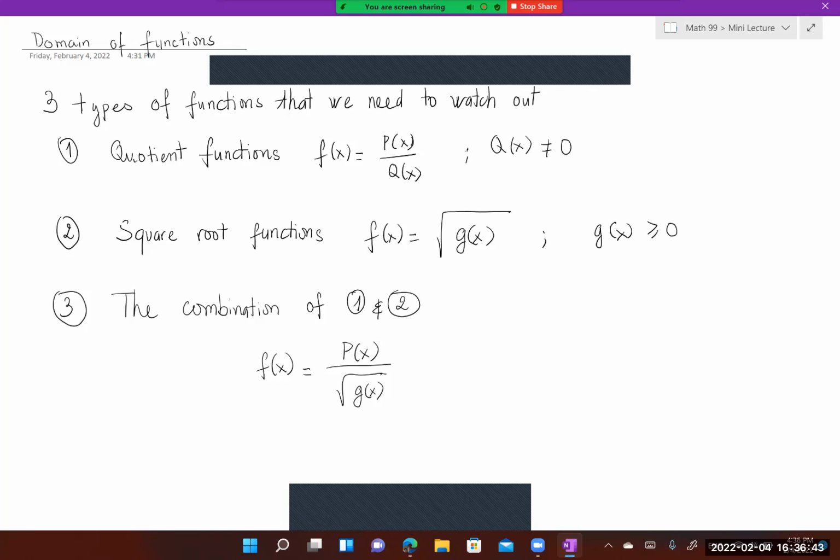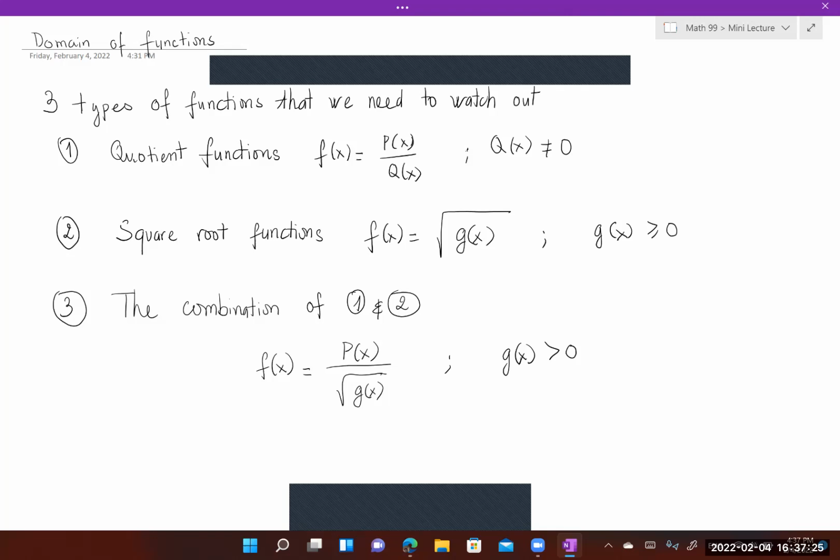Okay? And then the third type of function is the combination of the first and the second, which is f of x equal p of x over the square root of another function. In this case, the denominator is a square root. So this function has to be greater than 0, but it cannot even equal 0. Let me say it again. The g of x, the denominator, cannot be 0 because it's in the denominator, and it has to be positive.